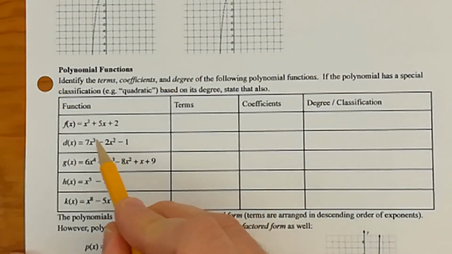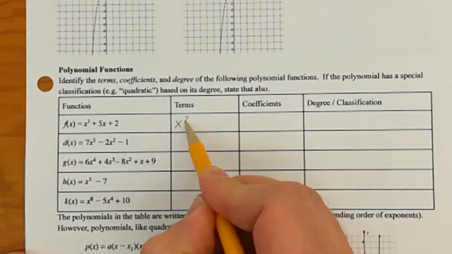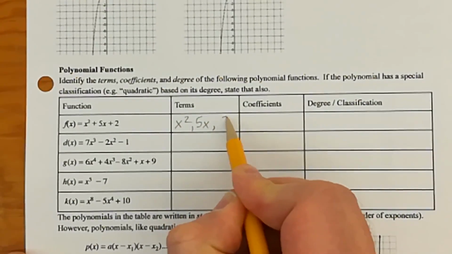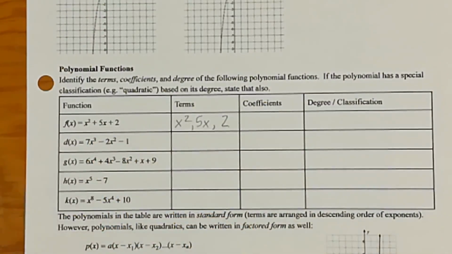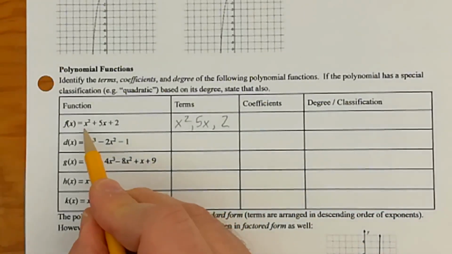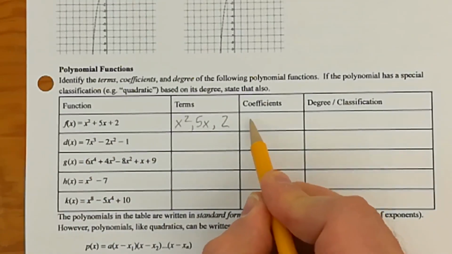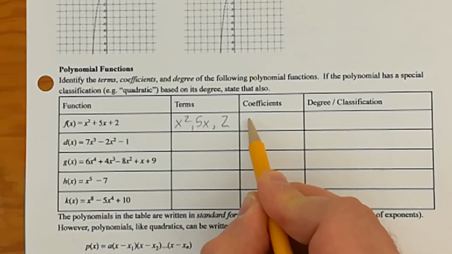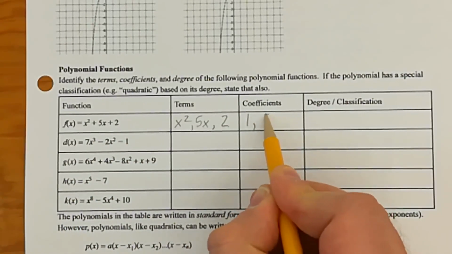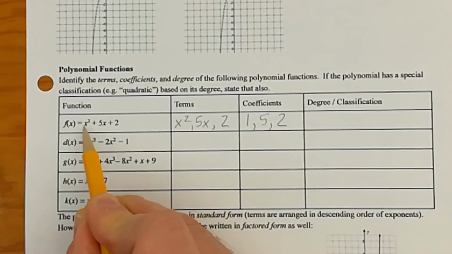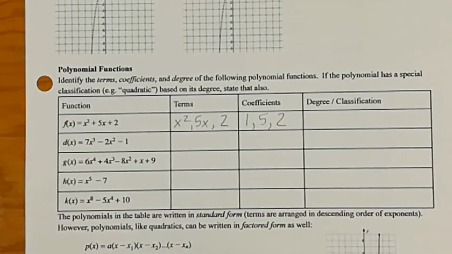All right, so how this works, here we have the terms here. We just list them out: x squared, 5x, 2. Terms are basically the pieces of a polynomial separated by pluses or minuses. All right, and then the coefficients here, well, even though it's not written down, we have a coefficient in front of this first term here. So we'd write 1, 5, and 2. Those are the coefficients of the different terms there.